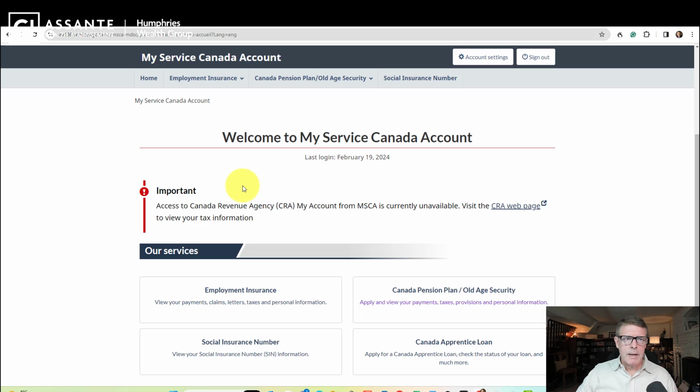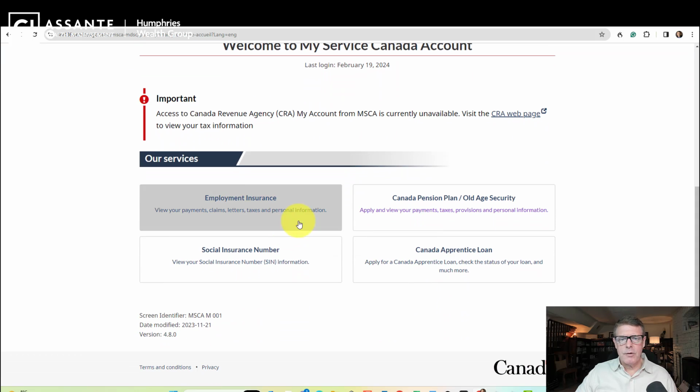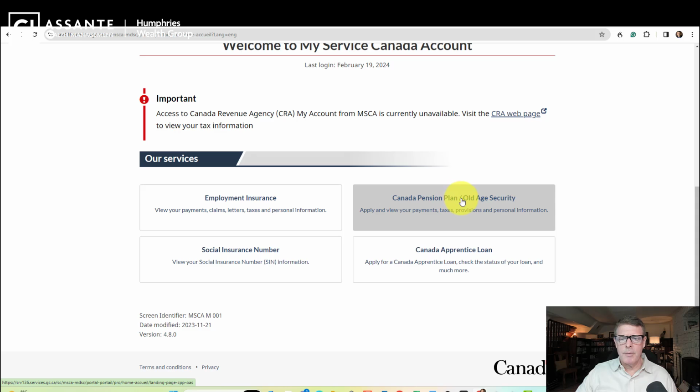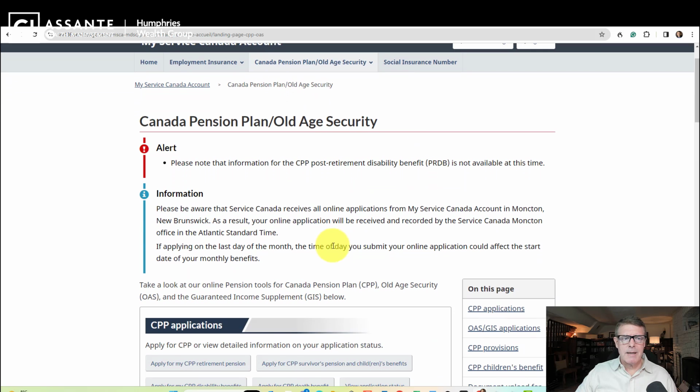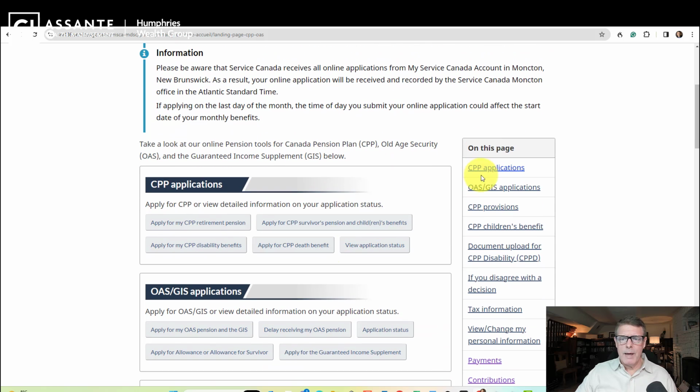Okay, let's take a look at the calculator. So what I've done is I've logged into my Service Canada account. I'm not going to go through how that login process works. You'll have to work through that step on your own. So I'm in my account, and if I go down to these tabs here, there's a tab on the right-hand side that says Canada Pension Plan, Old Age Security. So click on that. And then once you get to that page, just go on the right-hand column here.